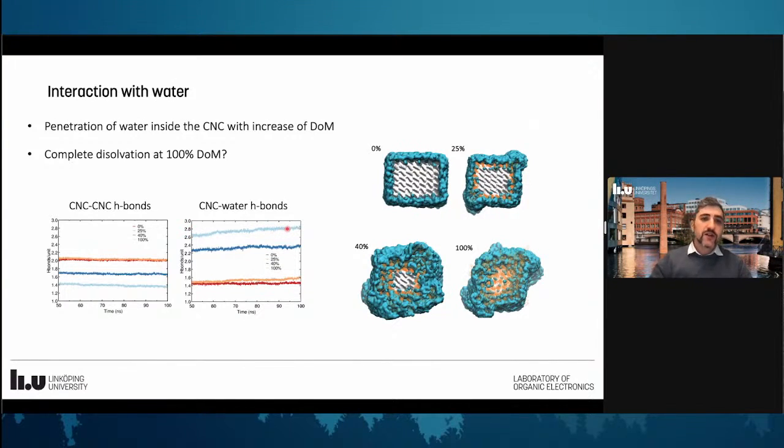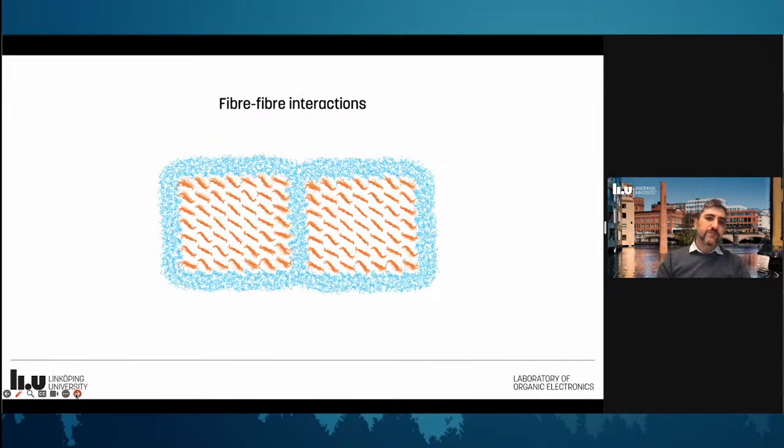Of course, that was only a 100 nanosecond simulation, so it's possible that if we leave the 100% modified cellulose, it will be completely dissolved after a long time. So that was just looking to see if this core-shell model is a stable structure at the single fiber level. And now we go on to look into the fiber interactions.